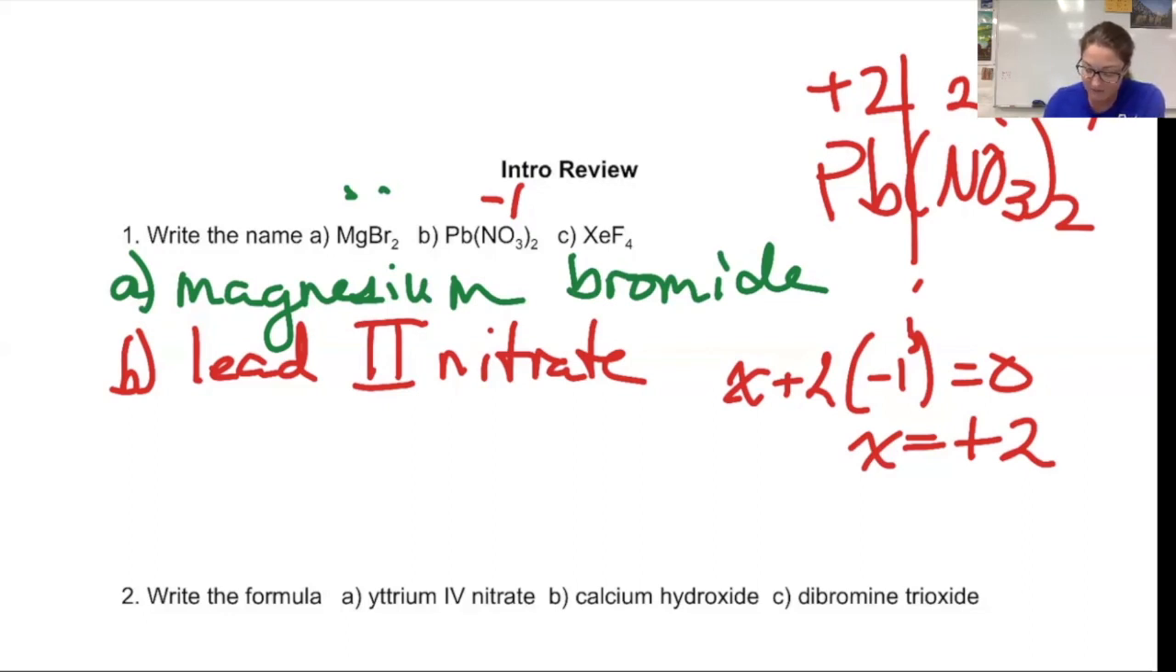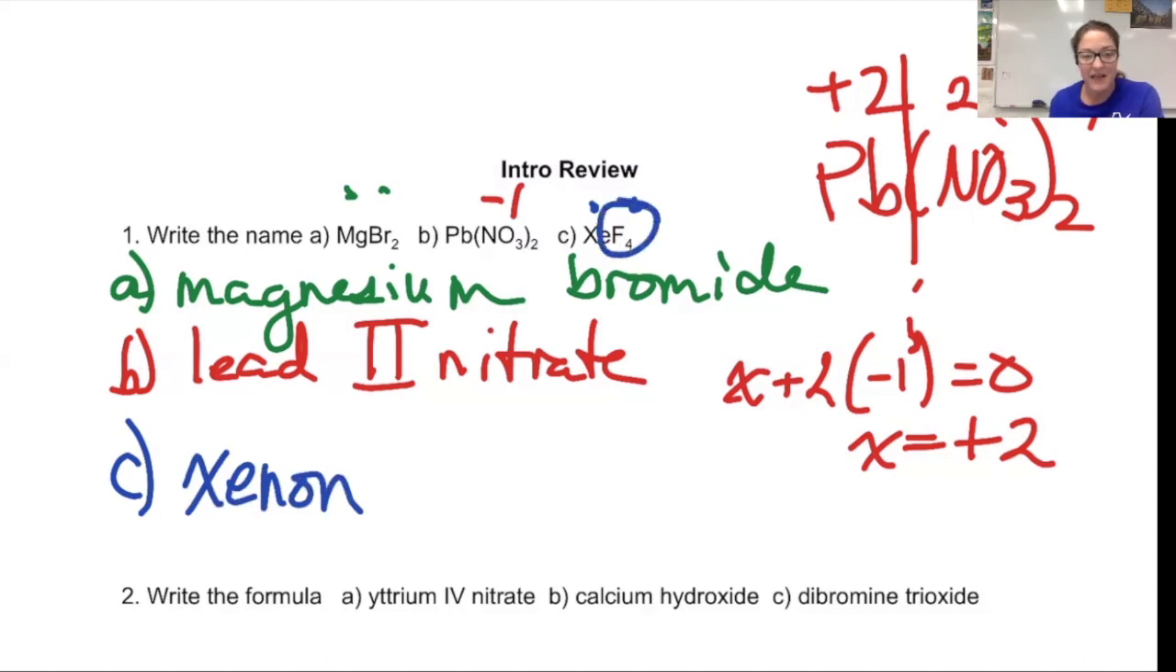For my third one, Xe is all the way to the right of the periodic table. So it's a nonmetal. F is also a nonmetal. When I have 2 nonmetals, I'm going to be using Greek prefixes. The first one, I just have one of, but I don't use mono on the first word. So xenon. And then I have 4 fluorines. I tell you I have 4 fluorines by saying tetrafluoride.